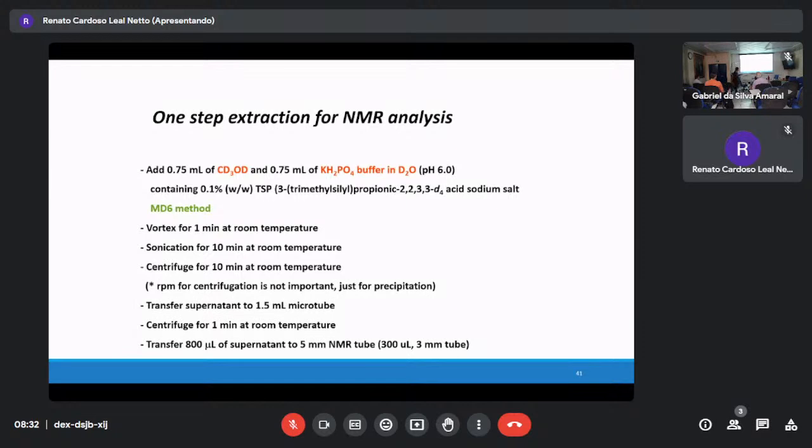Then I have a question. Here CD3OD is equivalent to methanol, and D2O is equivalent to water, which means, as I said yesterday, there is no best extraction solvent to extract everything from the material, but based on my experience, 50% methanol can be a starting point. Then why do I have to use potassium buffer instead of water?